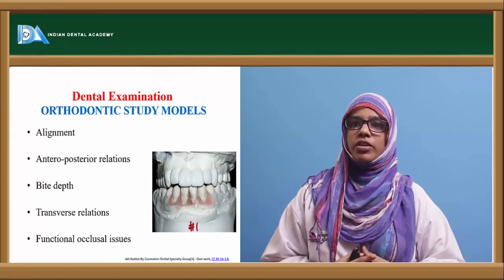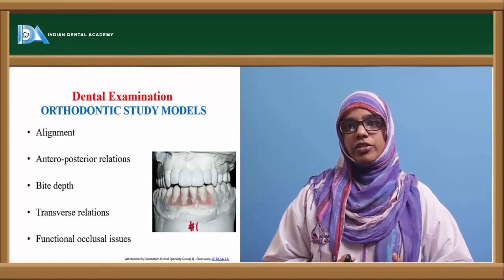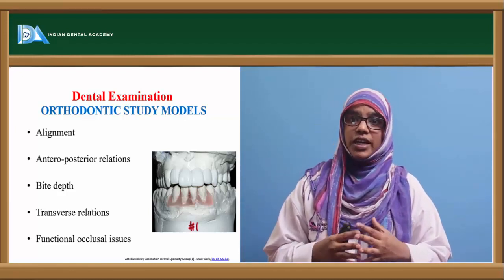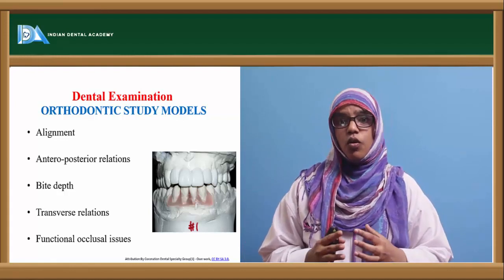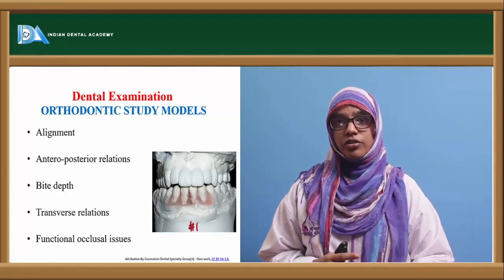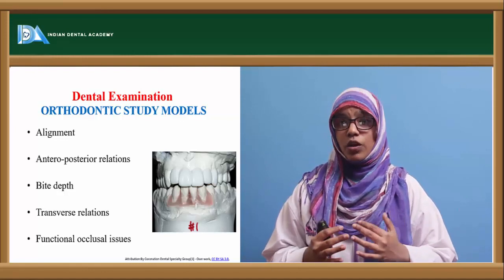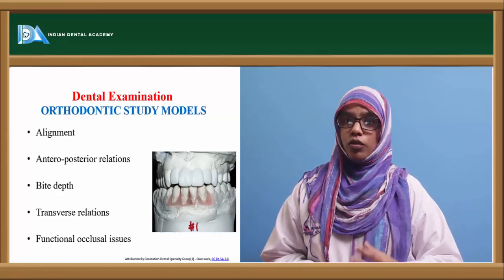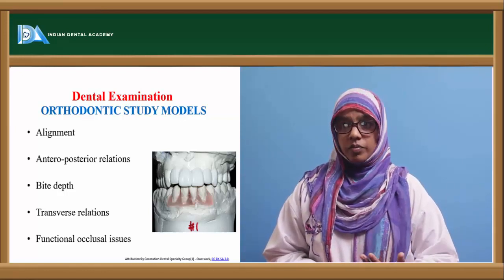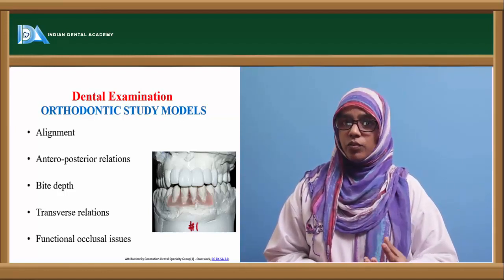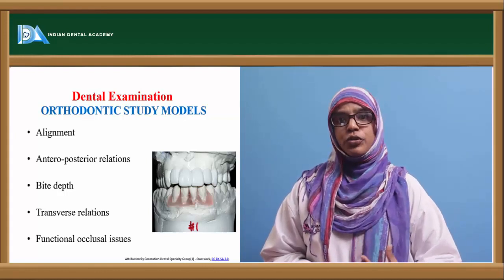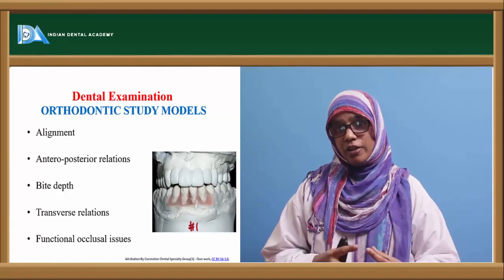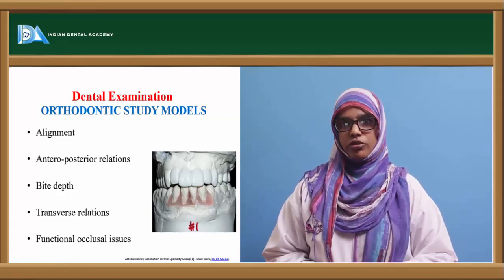Now after cephalometric analysis, dental examination or dental study models are very important. Now this helps us to know the alignment of the dentition. Also tells us about the anterior-posterior relationship of the dentition, helps us to evaluate the bite of the patient, check the transverse relationship as well as the functional occlusal issue, check the curve of Spee, and basically they simulate the patient when the patient is not there in your clinic. You could do your mock surgeries on these study models, and then you could simulate the result on the patient.